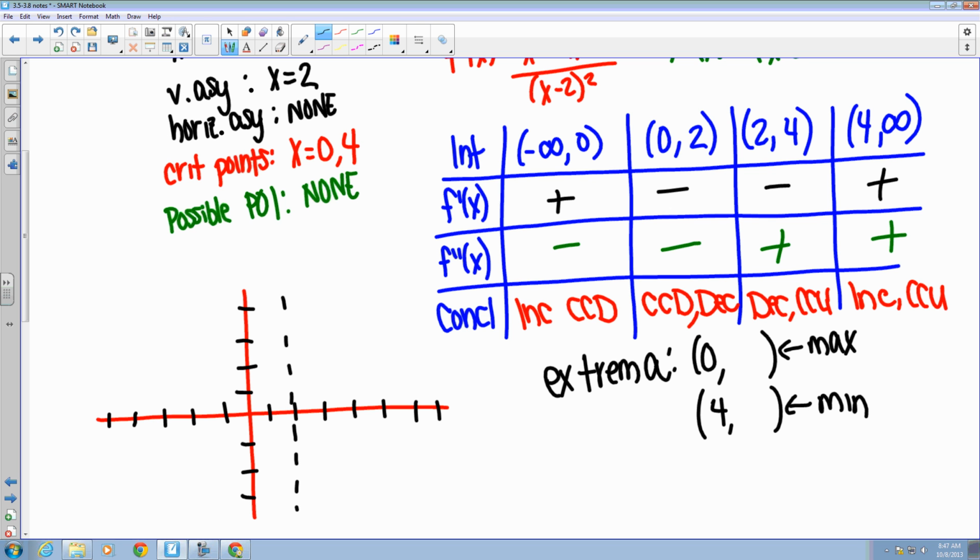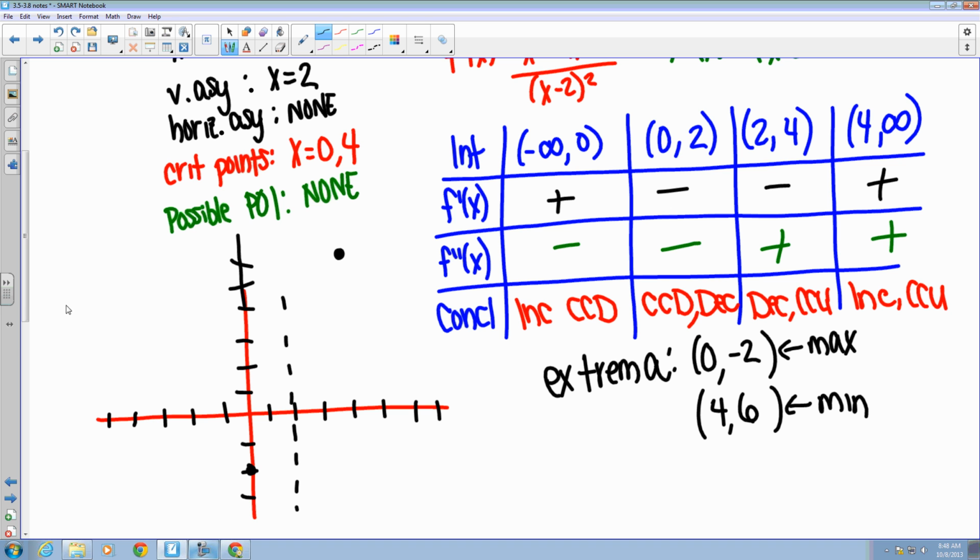Okay, so let's plug those points in and figure out what they should be. The maximum occurs at 0, negative 2. And the minimum occurs at 4, 6. So we need to put in those points as well. So 0, negative 2, and 4. 1, 2, 3, 4. Oops, we did not go high enough. 6.